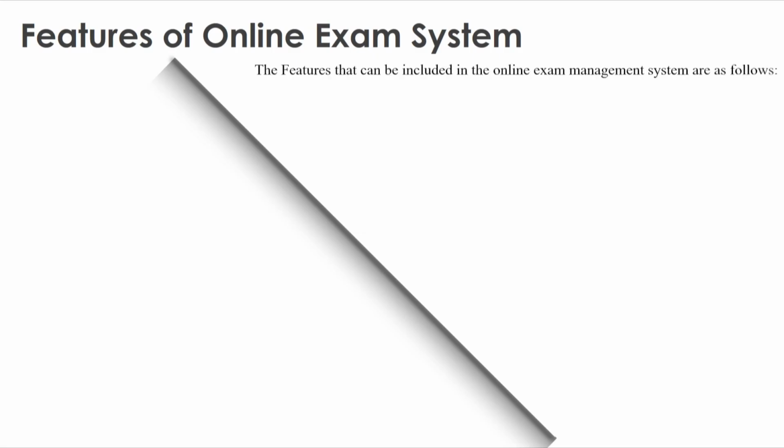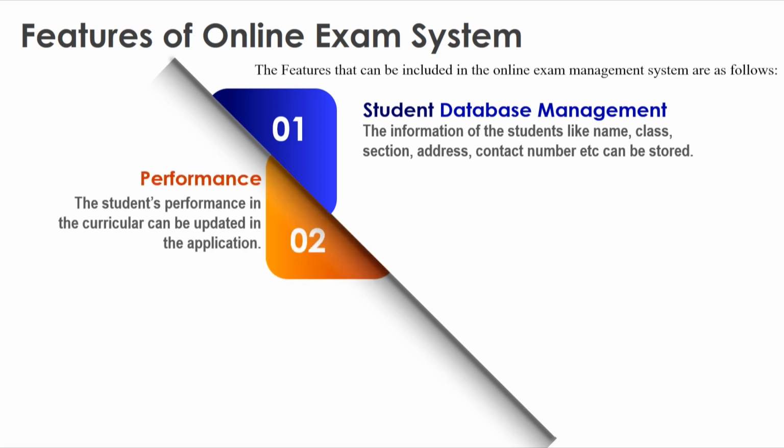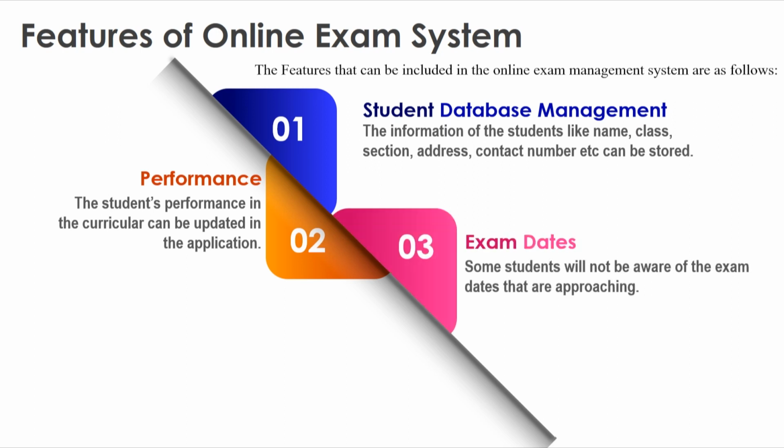So the features that can be included in online examination management systems are student database management, like the information about the students, such as name, class, section, address, and biometric details can also be stored. The students' performance in the curricular can be updated in the application. Similarly, the exam dates, as some students will not be aware of the exam dates that are approaching.